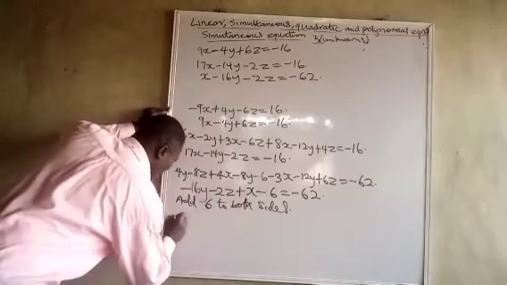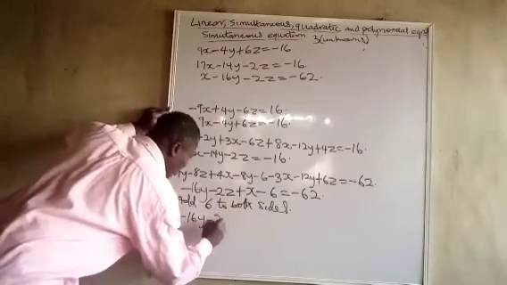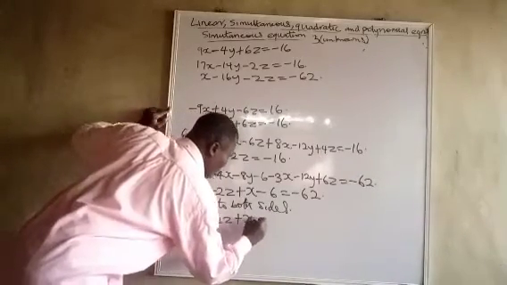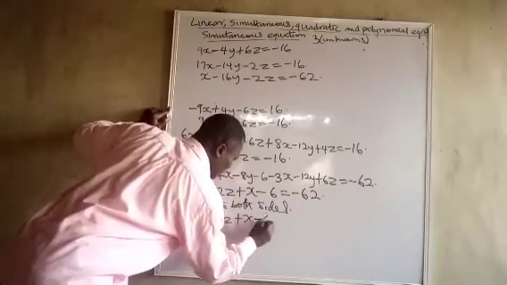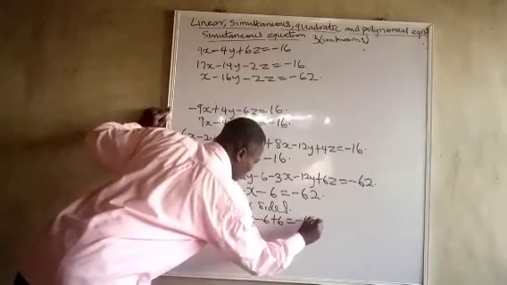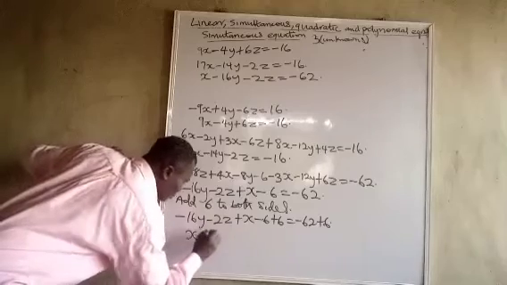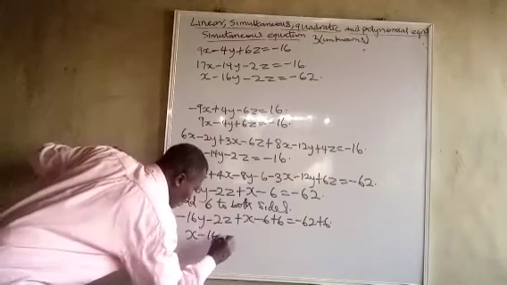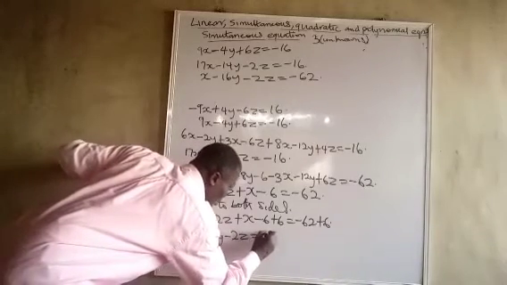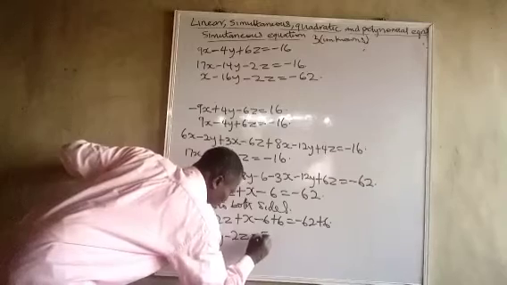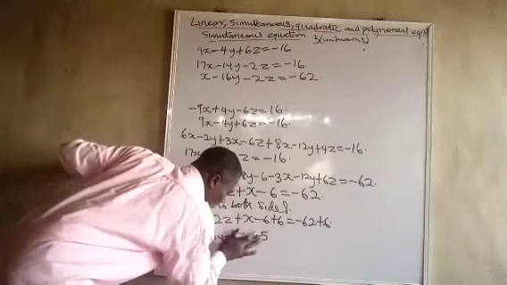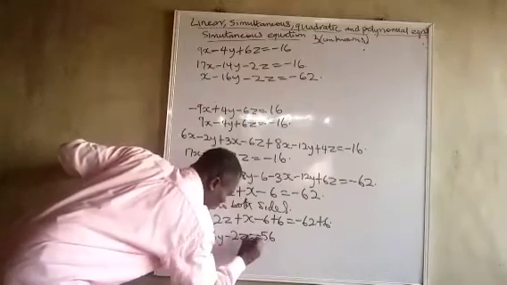So I'm going to have x minus 16y minus 2z, minus 6 plus 6 is equal to minus 62 plus 6. Therefore, let me arrange this one. It will now be x minus 16y minus 2z is equal to minus 56.